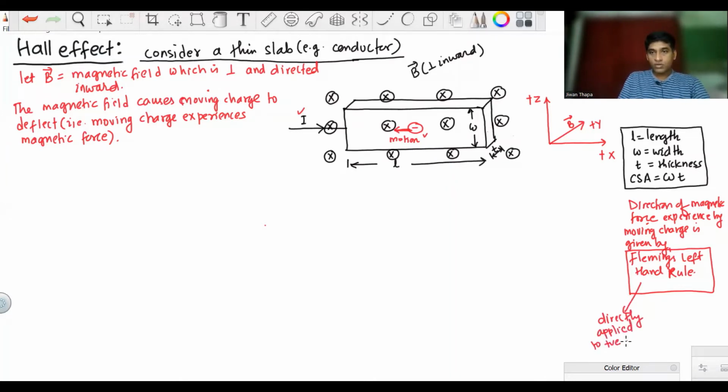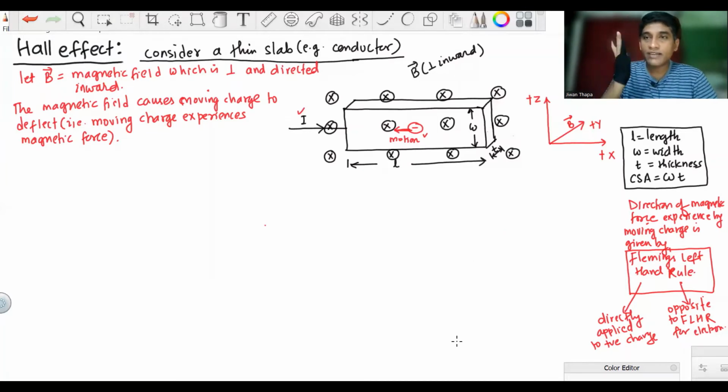to positive charge, and we use opposite to, I'm writing in short, okay, Fleming's left hand rule in this way for negative charge, that is electron, okay. So we apply Fleming left hand rule opposite for negative charge. So this is to be noted. Now let us understand Fleming left hand rule in brief, okay.